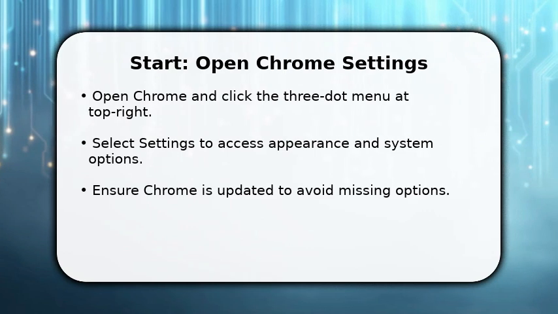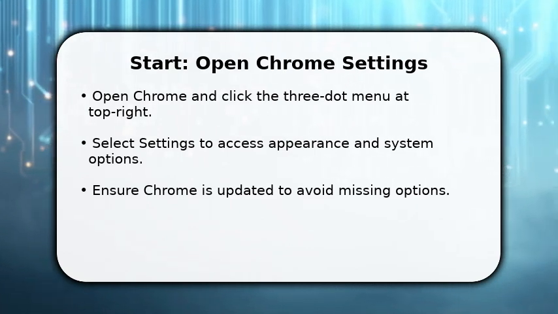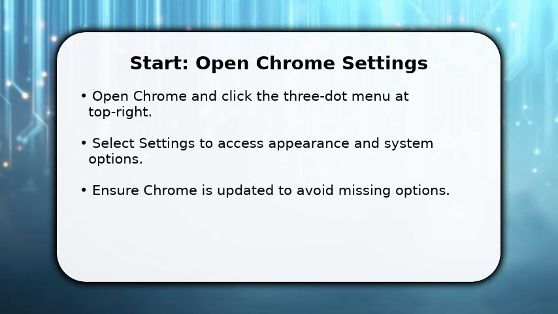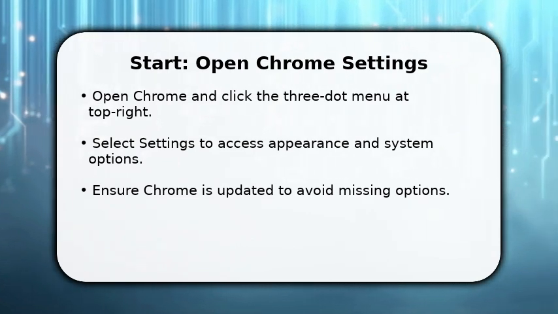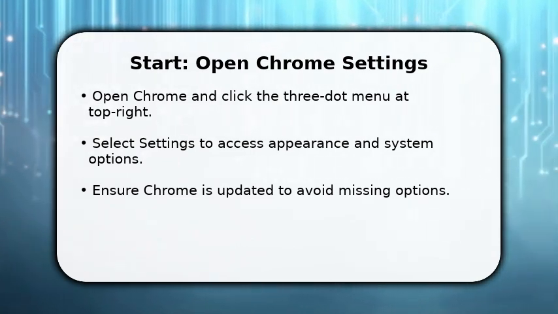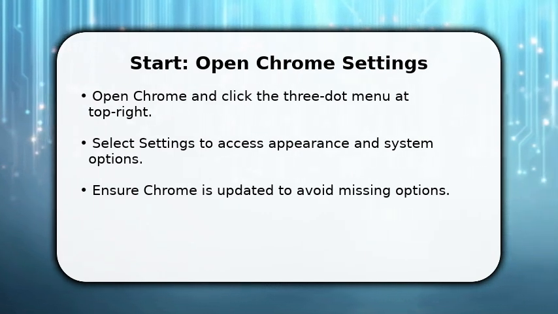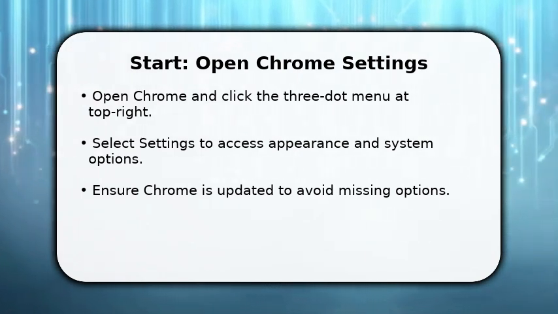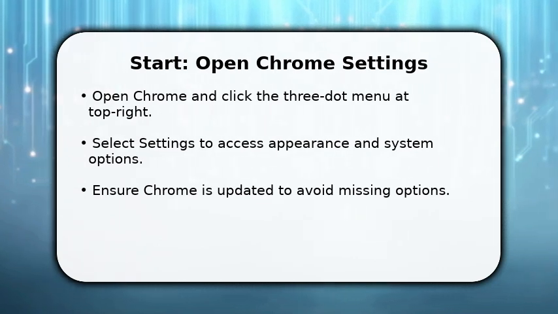Once done, look at the left sidebar for Appearance or Themes. Some versions show Themes under Appearance. Make sure Chrome is updated so the theme options match these steps. Updates often move controls. Now you're ready to change the theme from dark back to light.